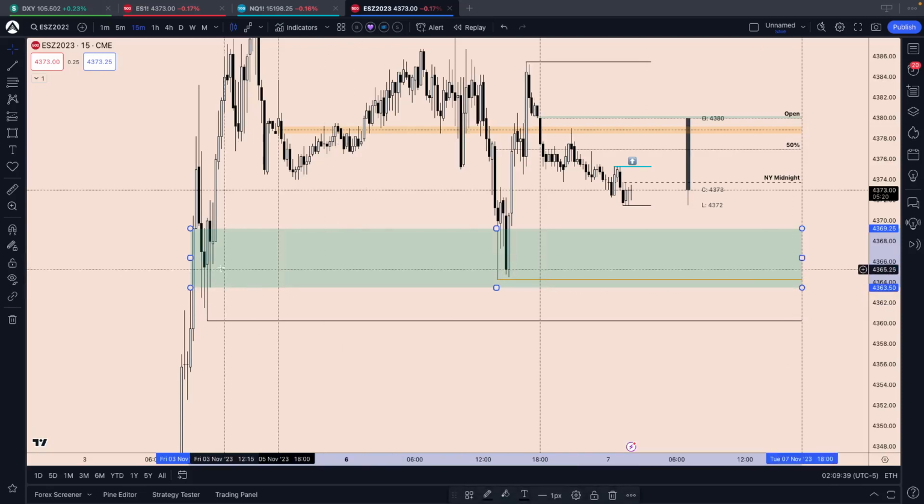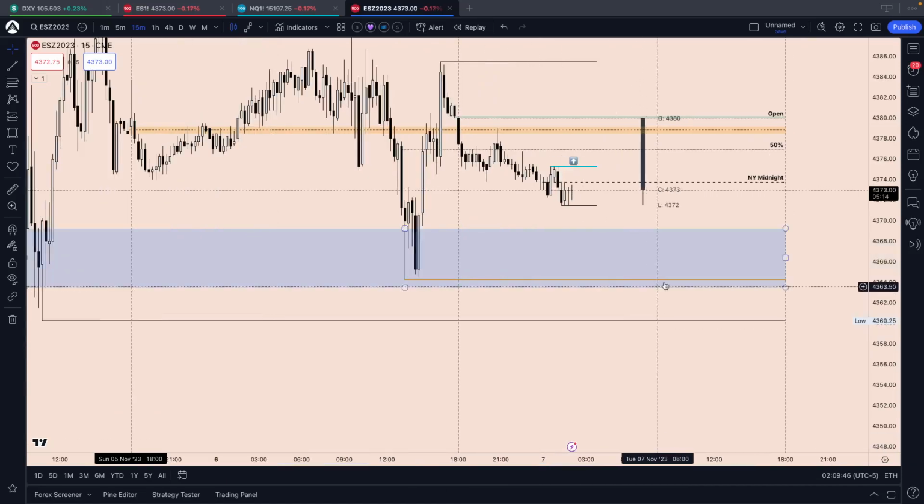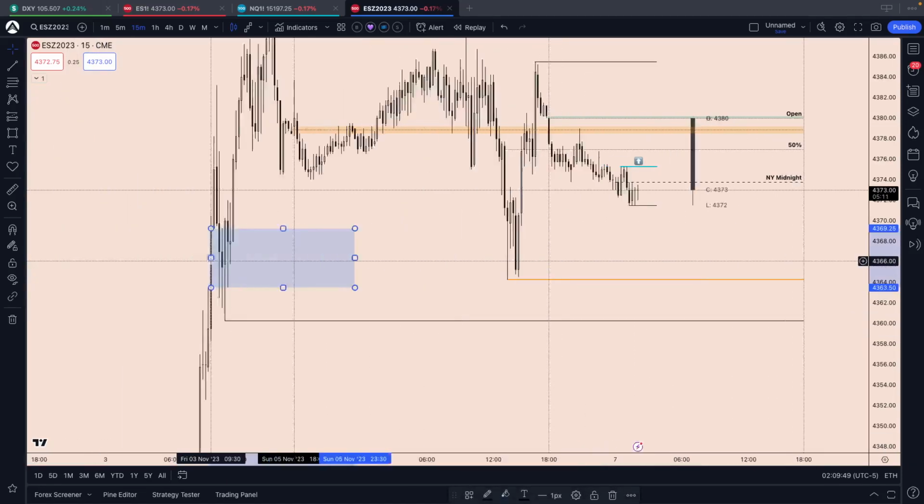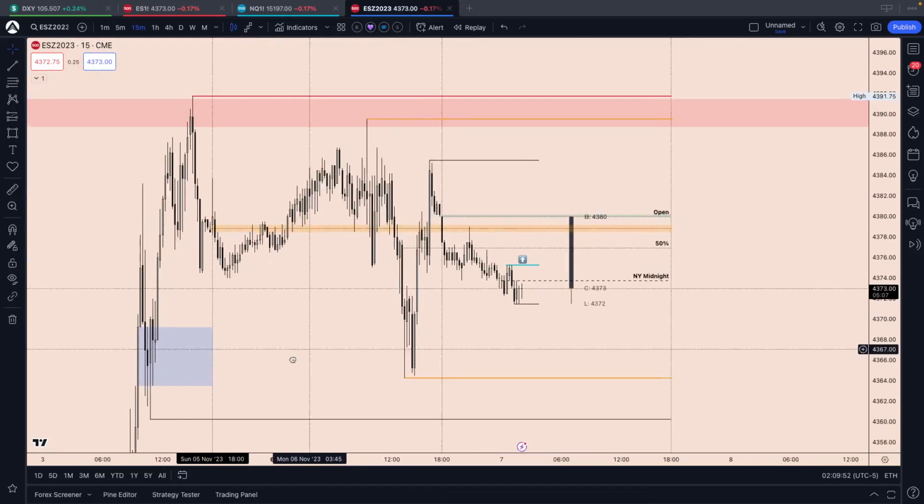This fair value gap kept on holding. Bullish fair value gap from Friday. I'm gonna leave it over there.